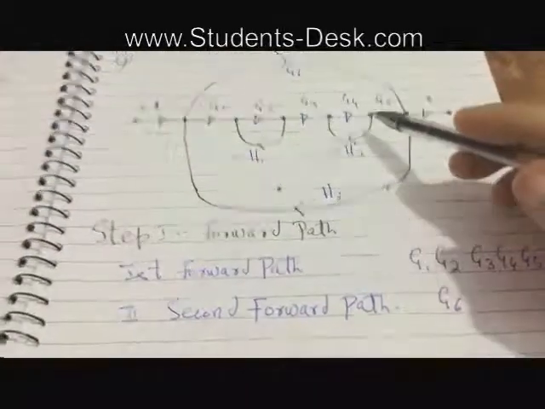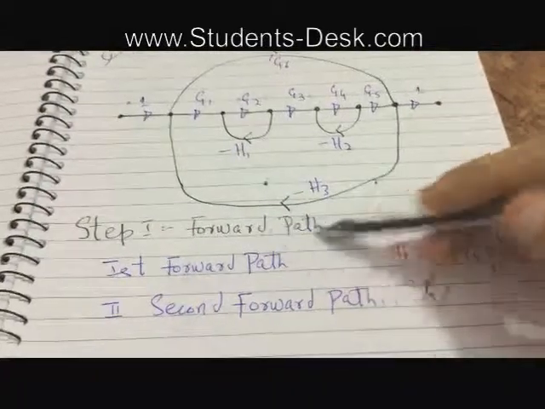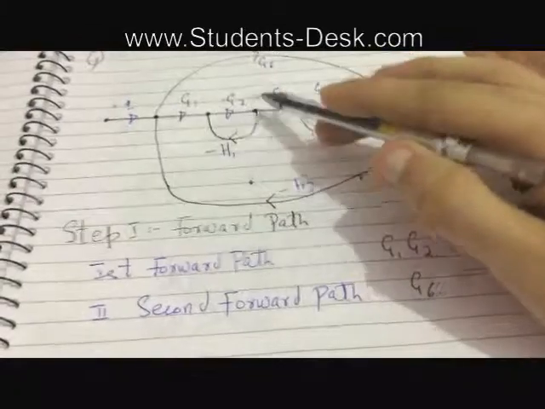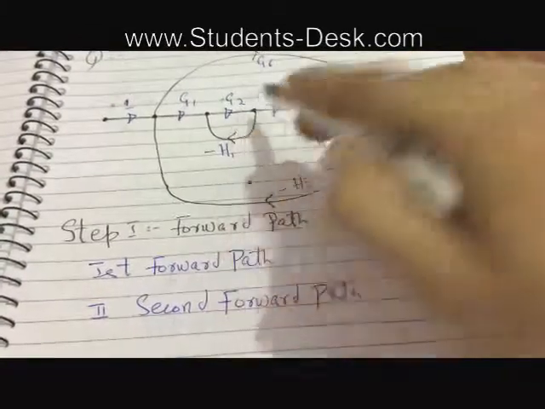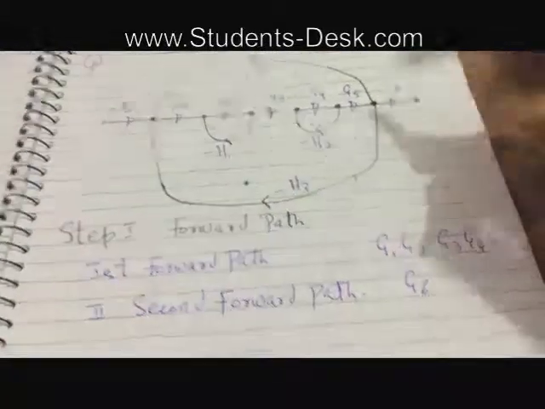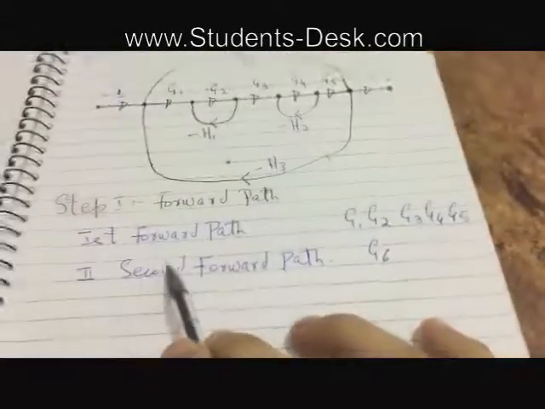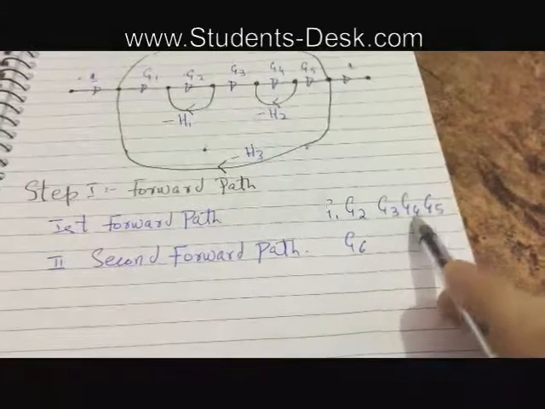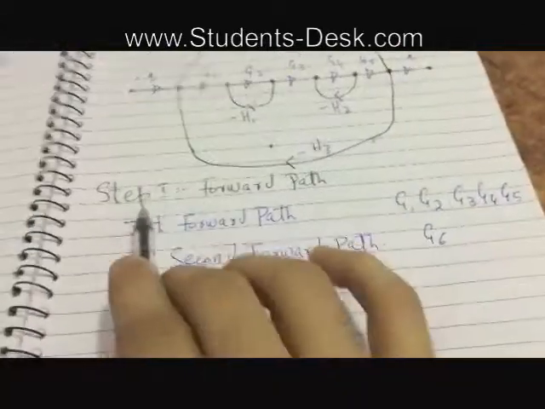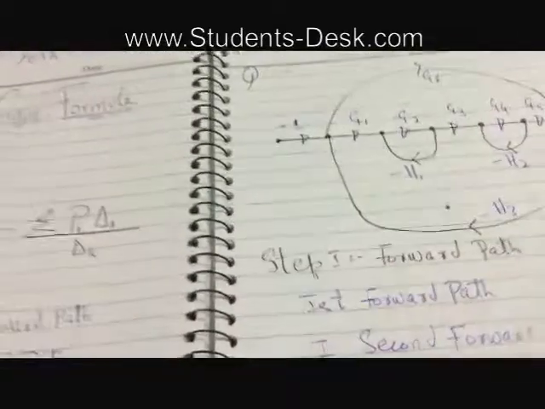Now the step 1 is finding the forward paths. How many forward paths do we have? We have 2 forward paths. The first forward path is G1, G2, G3, G4, G5, and the second forward path is G6. I have written them over here.